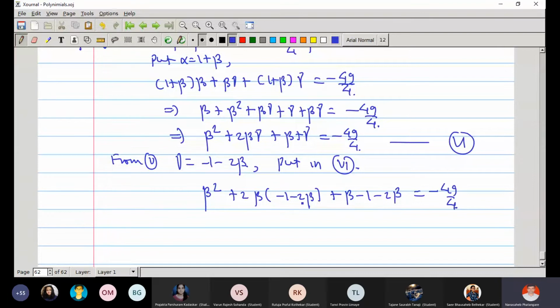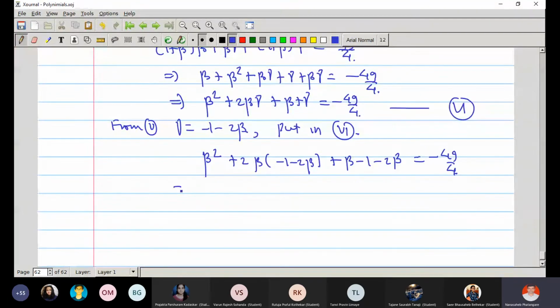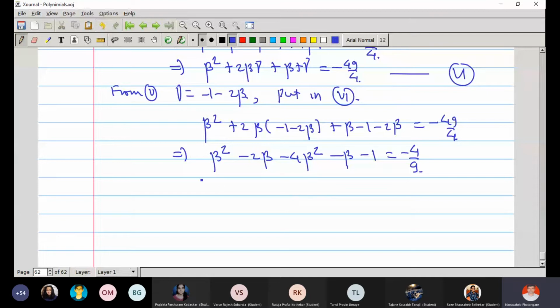And then simplify this. So beta square minus 2 beta minus 4 beta square, and here minus beta minus 1 is equal to minus 49 by 4. You check the calculation if I am wrong. Minus 3 beta square, correct? Minus 3 beta, minus 1 plus 49 by 4 is equal to 0.